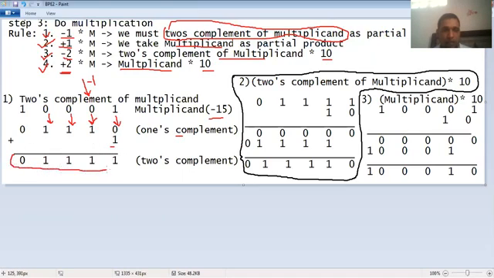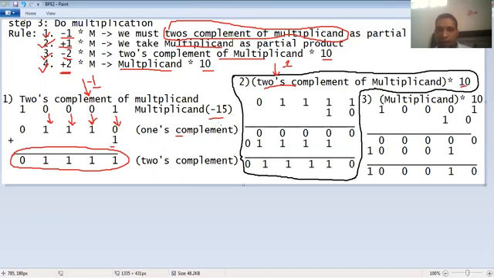So this binary pattern is taken as the partial product if the multiplier bit is minus 1. This case demonstrates if the multiplier bit is minus 2. Here, in this case, I have to take the 2's complement of the multiplicand and I have to again multiply by 1 0.